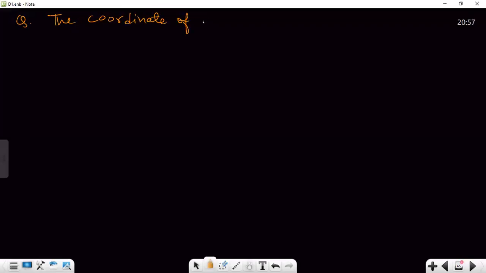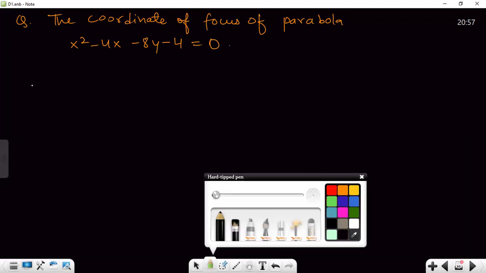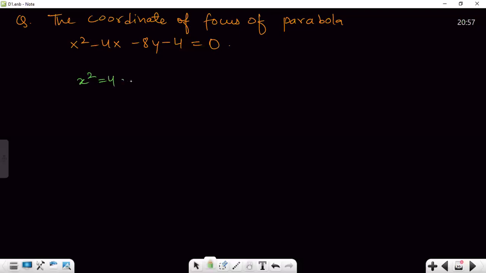The coordinate of focus of the parabola x square minus 4x minus 8y minus 4 is equal to 0. This is the equation of a parabola and we need to find the focus. A parabola can be in the form x square is equal to 4ay, so we'll try to make the given equation in this format.